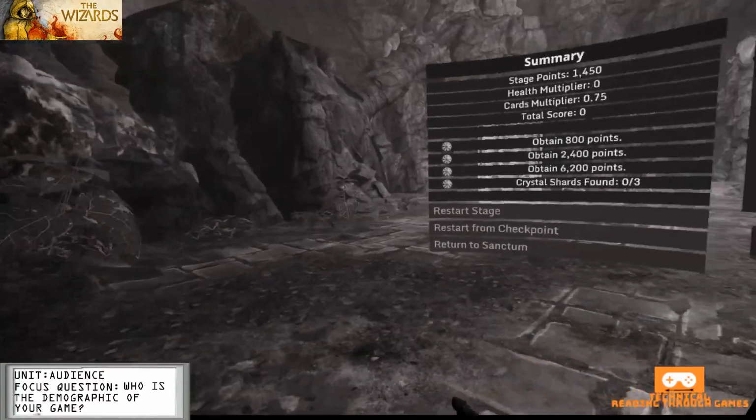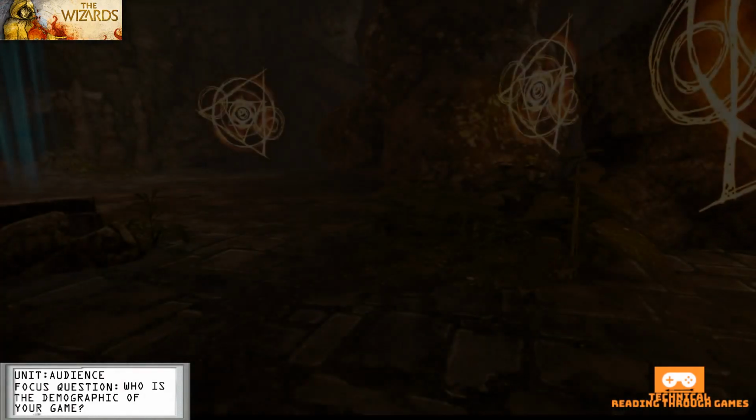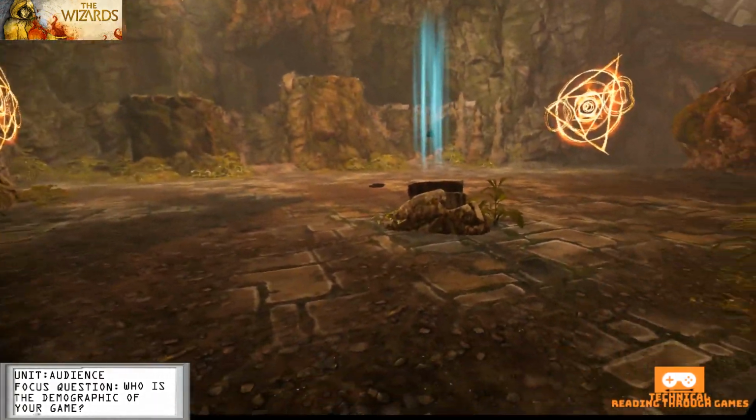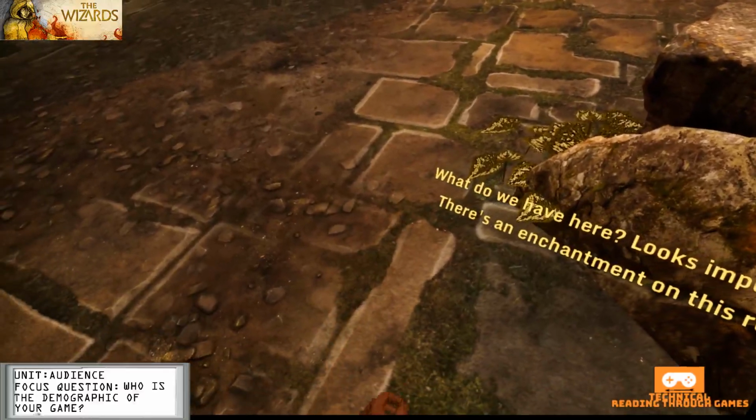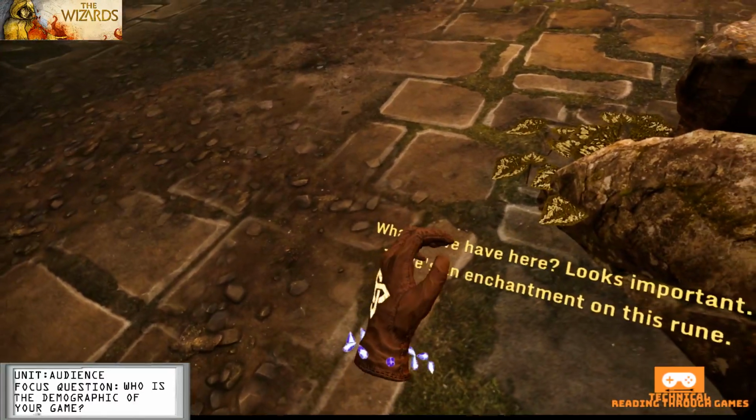All right, so this is the first time playing. What are your first thoughts here? There's so many things that I have to do at once. Yep. Okay, we're gonna be more ready this time. What do we have here? Looks important. There's an enchantment.